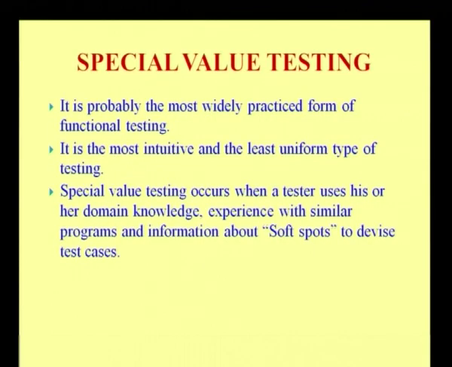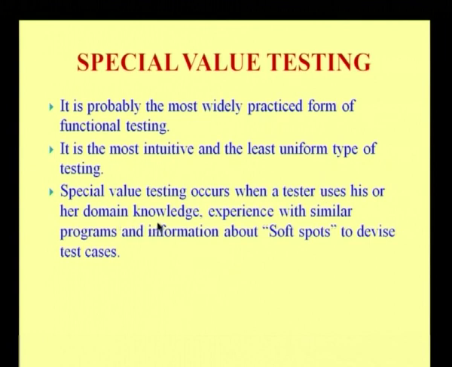So special value testing occurs when a tester uses his or her own domain knowledge. He or she might be specialized in their own domain and have experience working on similar projects, and is trying to identify those soft spots. The soft spots are something that we consider might give an error.